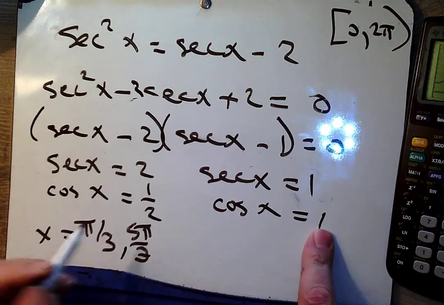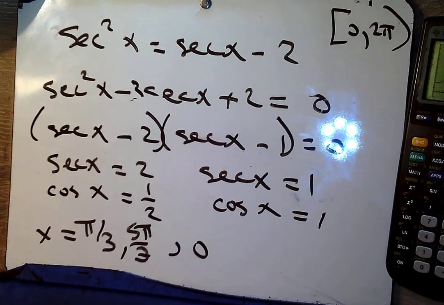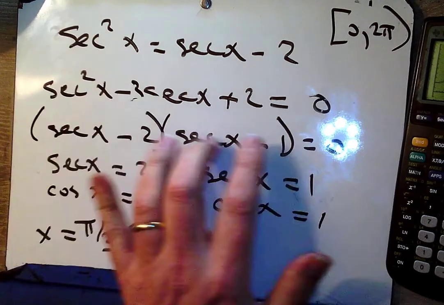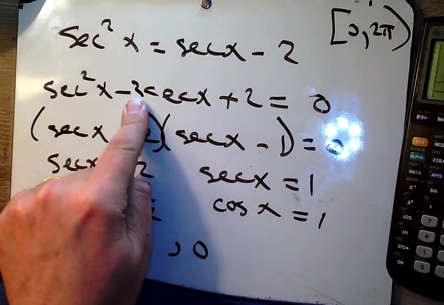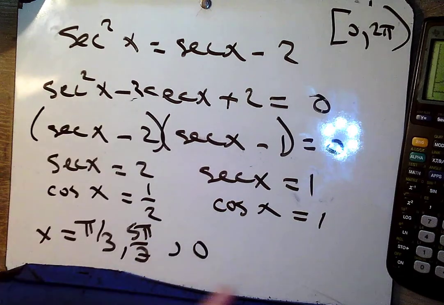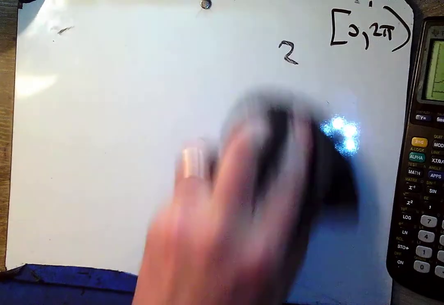And when is cosine equal to positive 1? That only happens at x equals 0. Okay, so isn't it interesting? Just changing one little symbol, we can go from something that has no solution to something that has these 3 solutions. Cool. Okay.